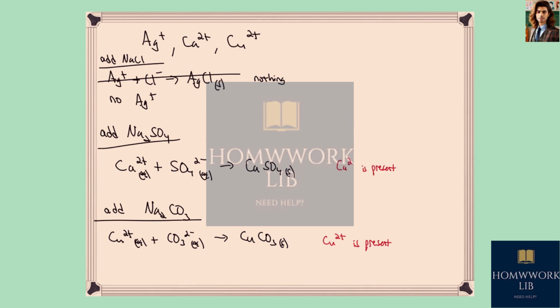So the two ions that are present are copper and calcium, and the two net ionic equations for the precipitate formation are these two shown here.